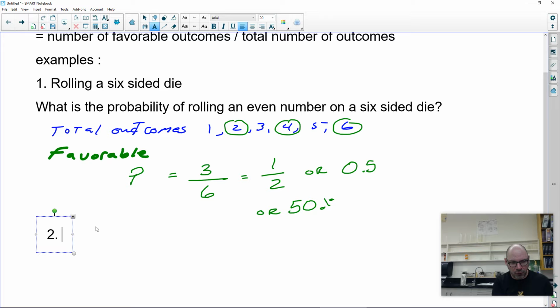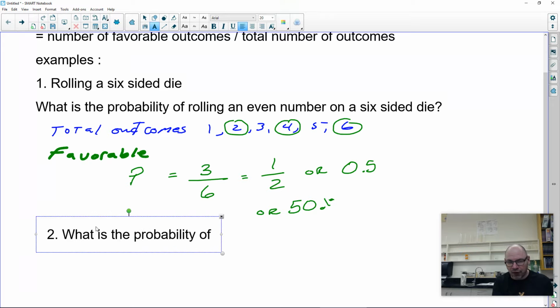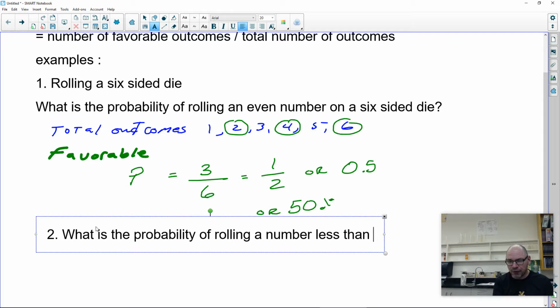Okay, what is the probability of rolling a number less than 4, or well, let's go less than 5 on a 6-sided die. Okay, you can try that one and unpause it.